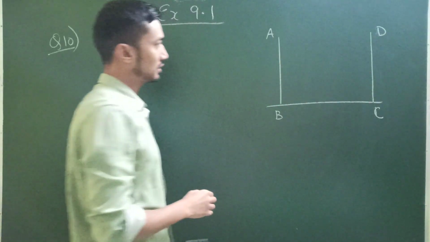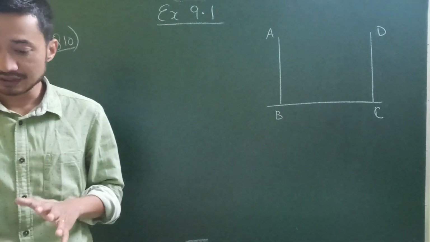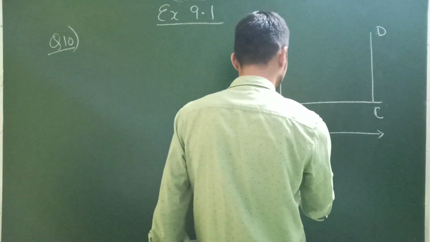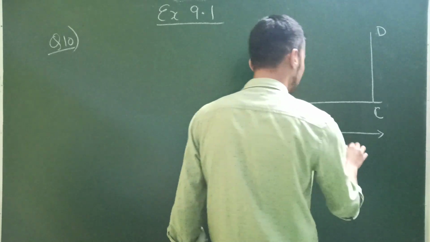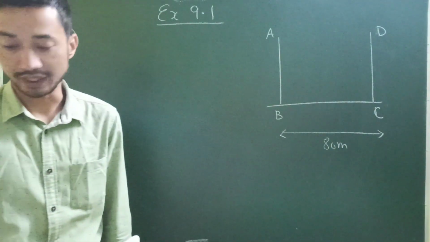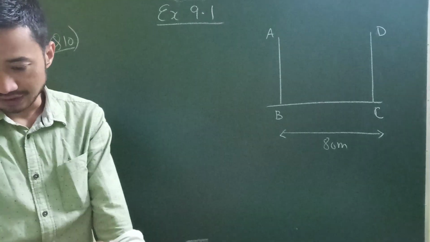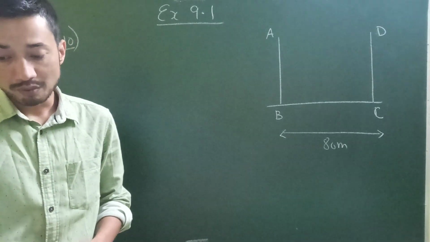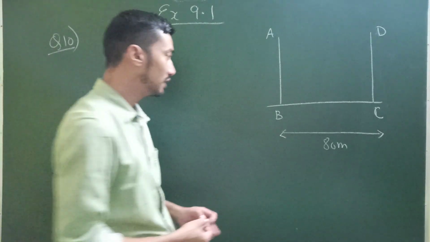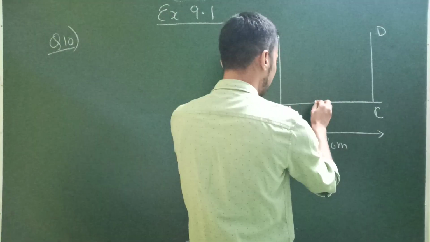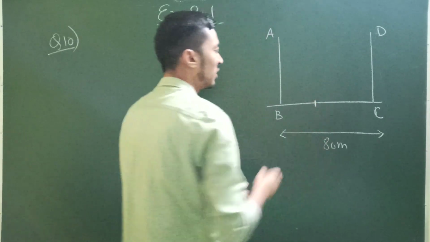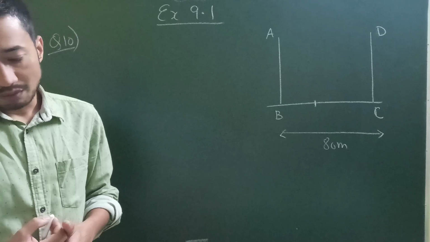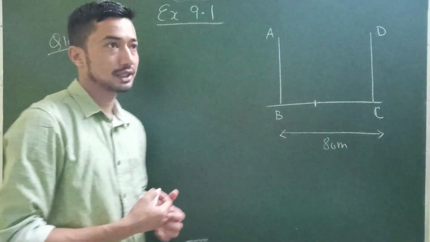So two poles of equal heights, AB and CD, standing opposite to each other on a road which is 80 meters wide. Then please take out your textbooks also, keep them ready on the table. From a point between them on the road, so this is the road BC, from a point anywhere, the angles of elevation of the top of the poles are 60 and the other one is 30.